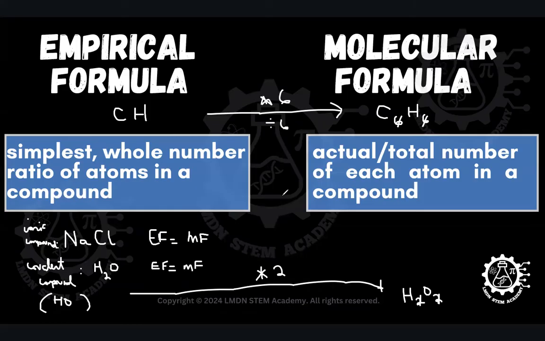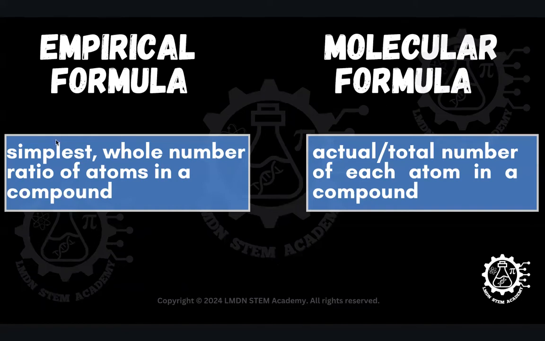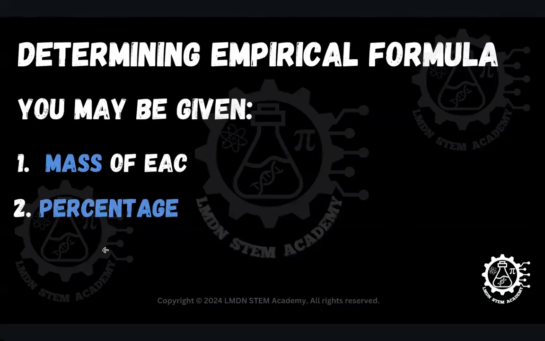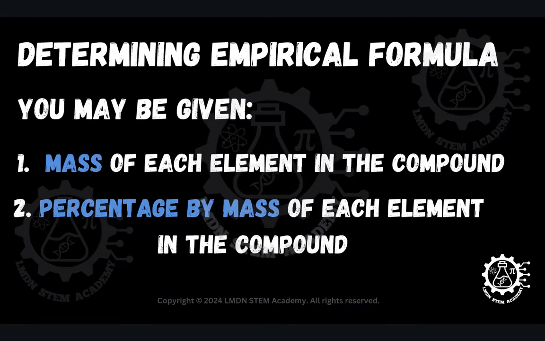So now that we're clear on what an empirical formula is and what a molecular formula is, we can start our discussion as to what exactly we're doing when we're being asked to determine an empirical formula. To determine an empirical formula, we may be given the mass of each element in the compound, or we may be given the percentage by mass of each element in the compound.